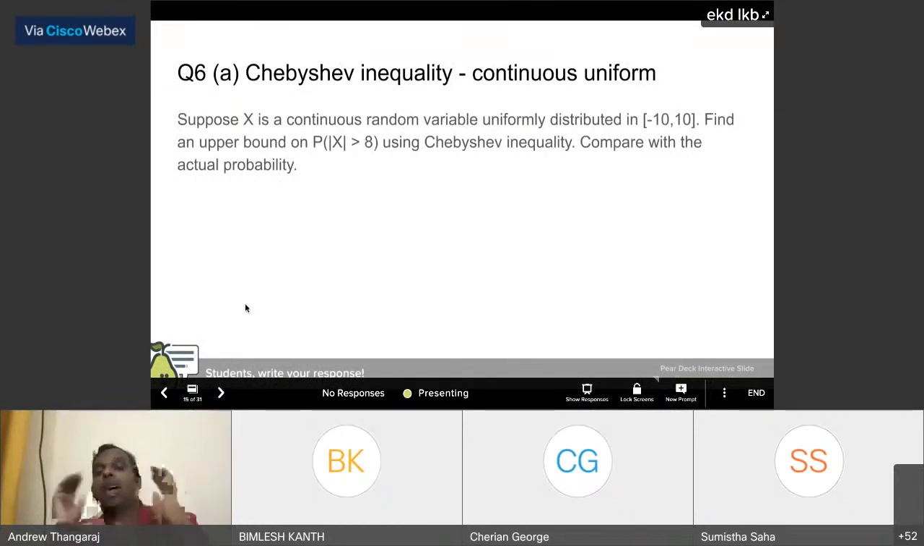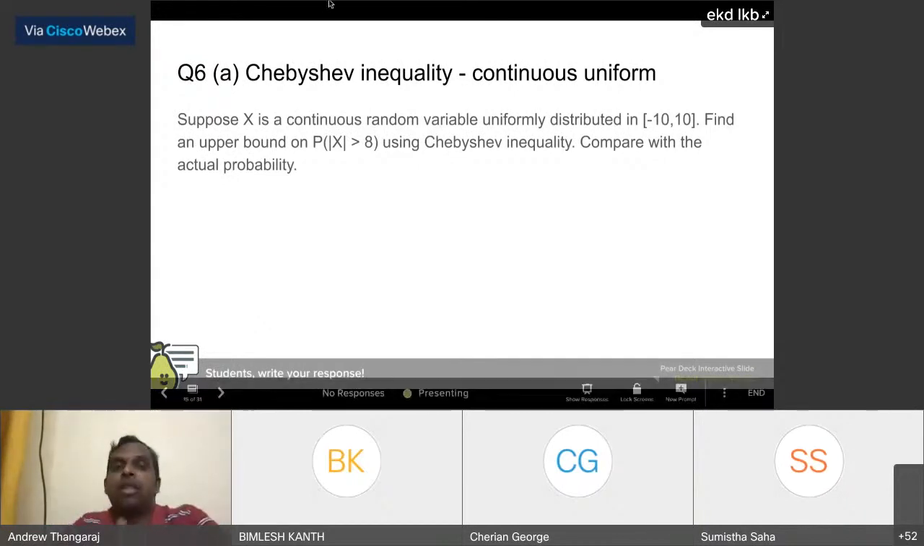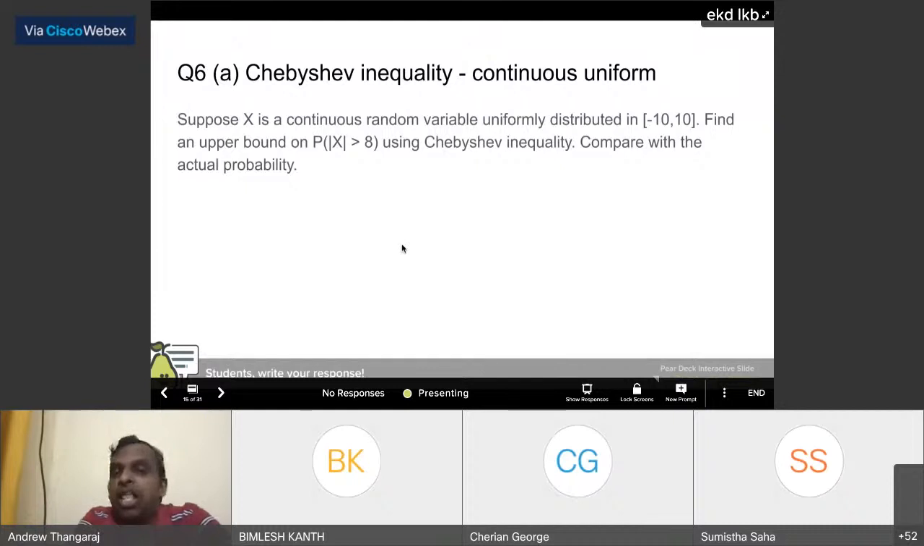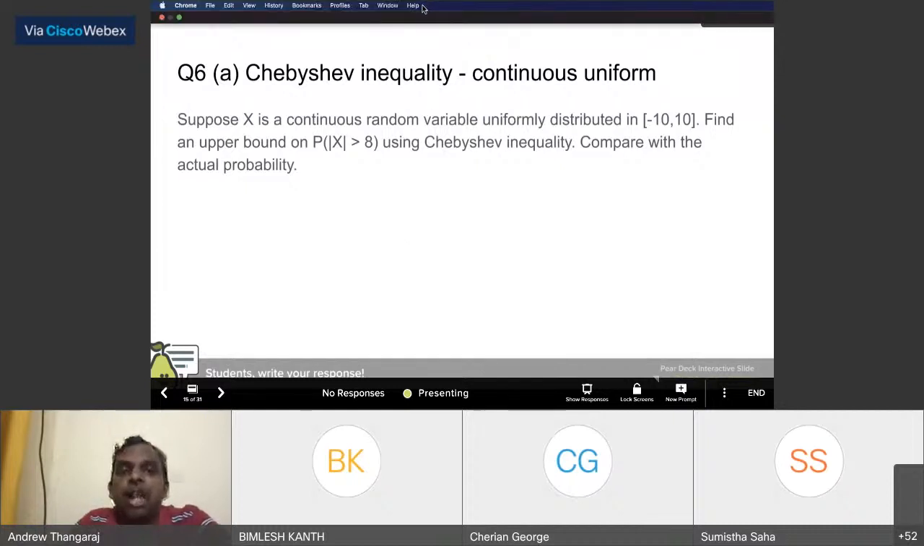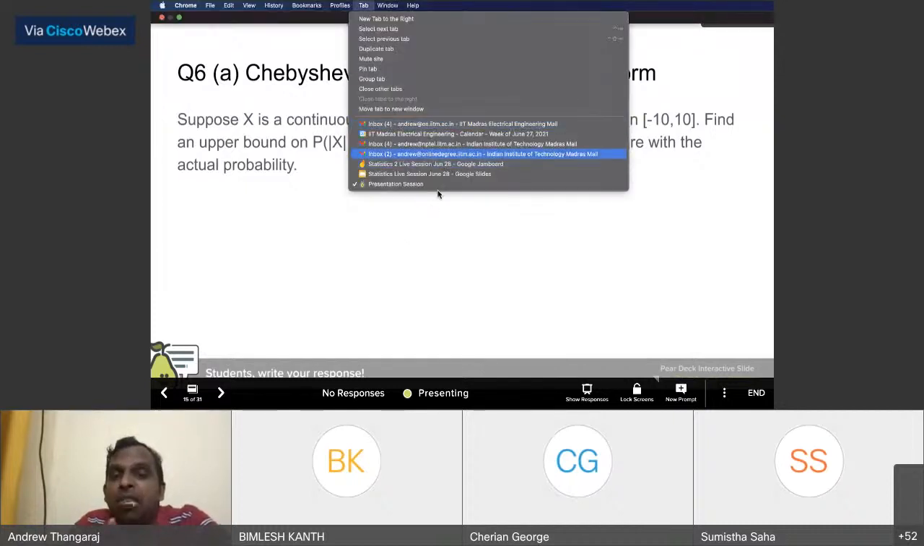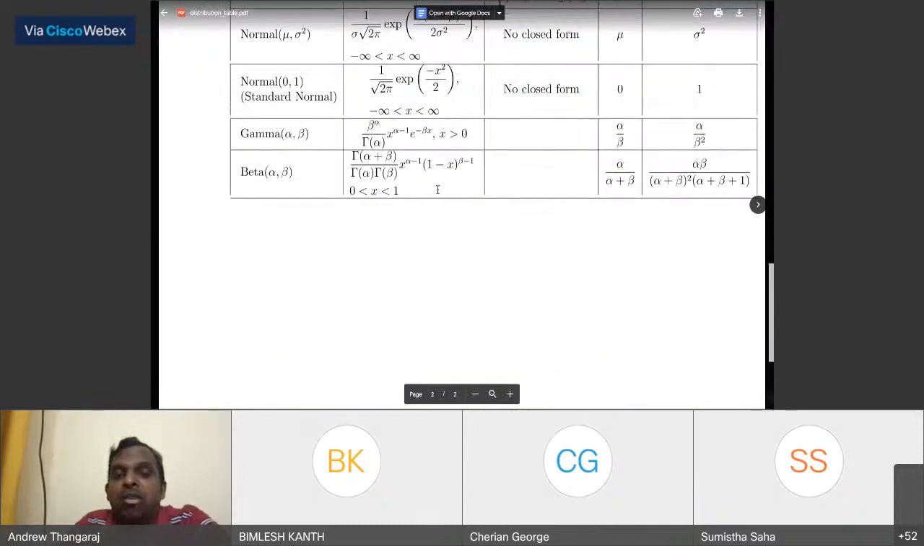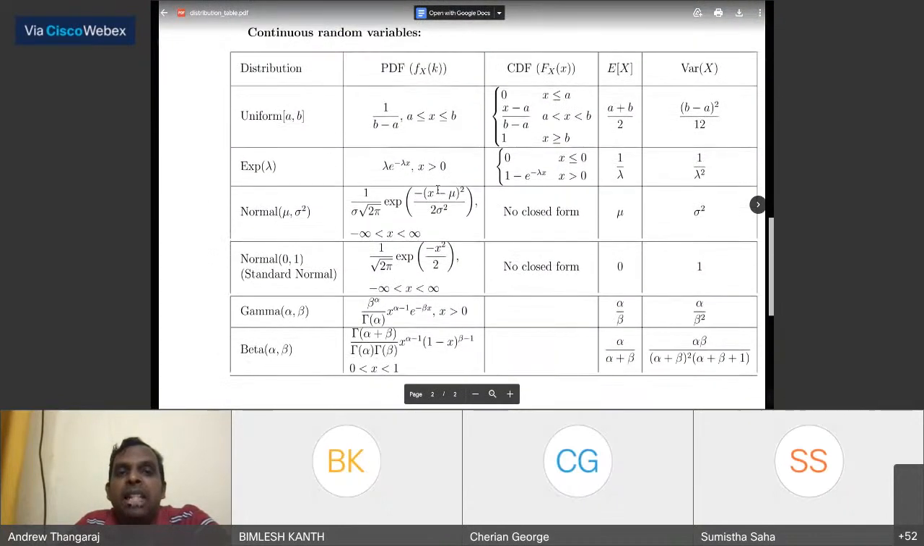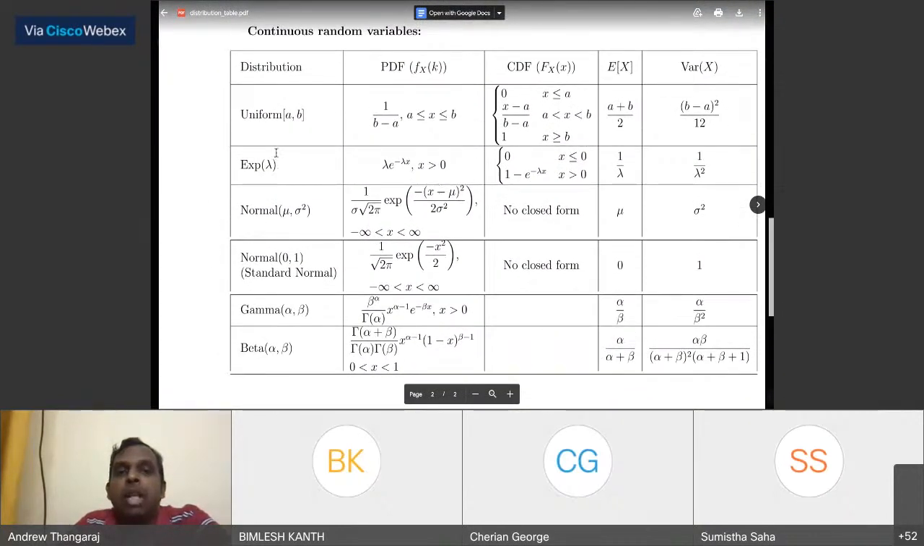So once again, we're doing Chebyshev. We're going to do a very simple calculation with Chebyshev, but you will need here a formula for the continuous distribution. So here is the continuous uniform distribution. You need mean and variance, right? Remember, for Chebyshev, you need to use mean and variance. And here is the formula for uniform between a comma b. The mean is a plus b by 2, and the variance is b minus a whole squared by 12. Okay, so that's the formula for the variance.